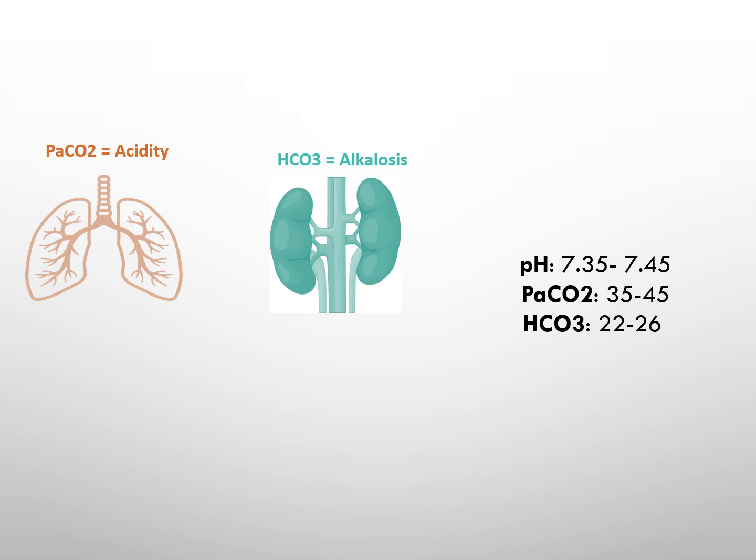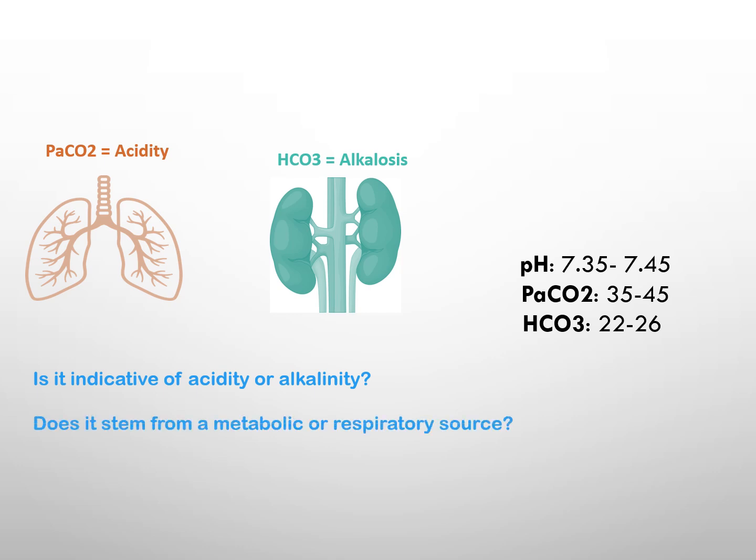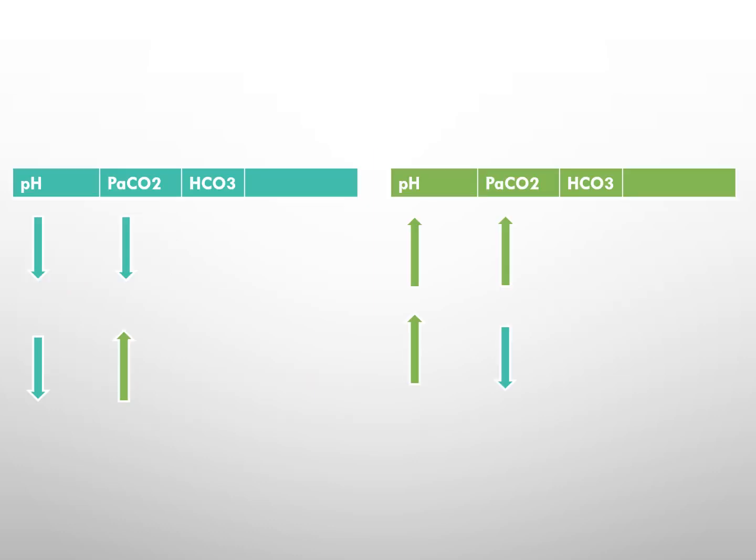When interpreting ABG results, three key factors come into play. Is it indicative of acidic or alkaline? Does it stem from a metabolic or respiratory source? Is there any evidence of compensatory reaction? Our initial step is to determine the pH direction. If it is low, it indicates acidosis, while a high pH suggests alkalosis.